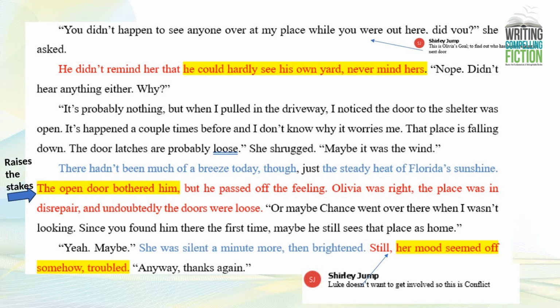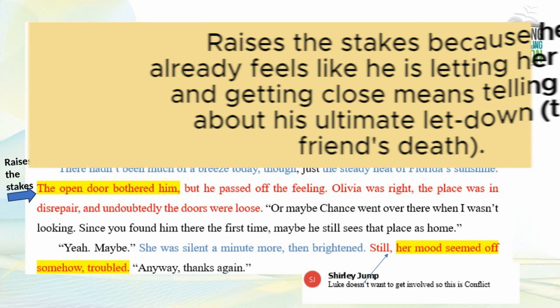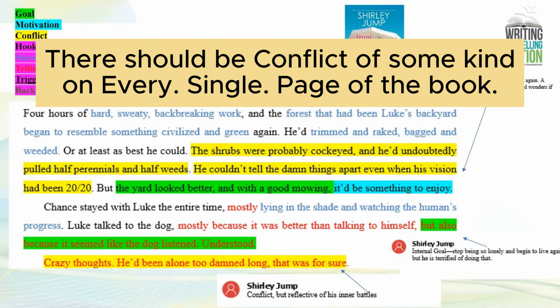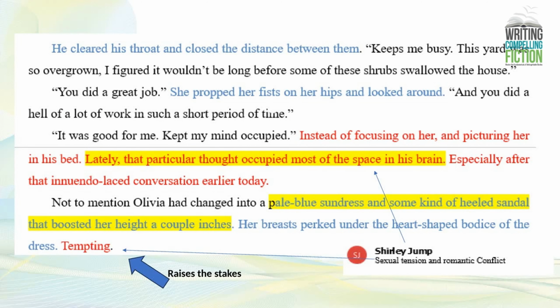And then her mood seems off, somehow troubled. So if he asks her about that, again, that's conflict. That raises the stakes. That forces him to get involved. And what does Luke absolutely not want to do? Get involved. And if you look back at these, I just want you to look at the colors. You see how much yellow is on every single page. Oops, wrong page. There's yellow on every single page. There's yellow in almost every paragraph.